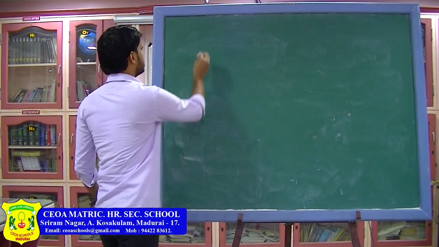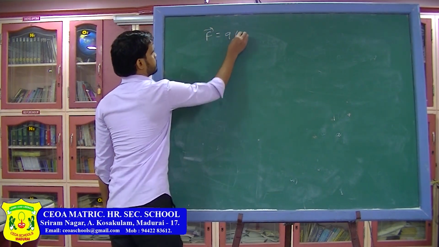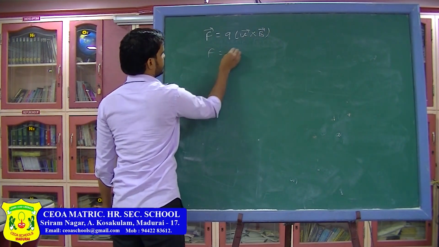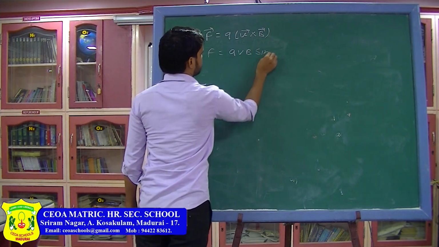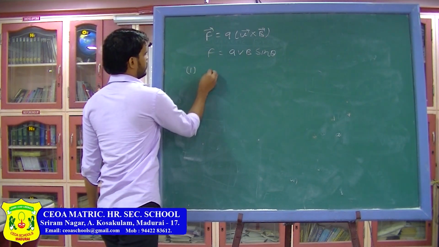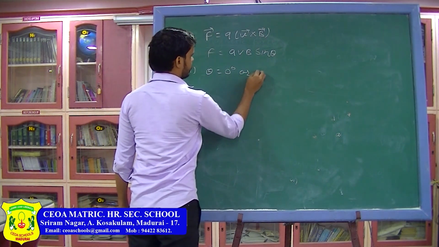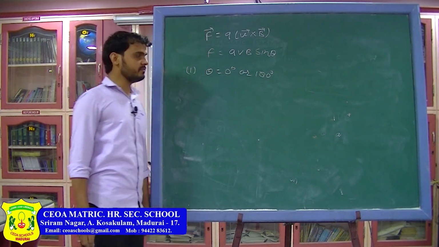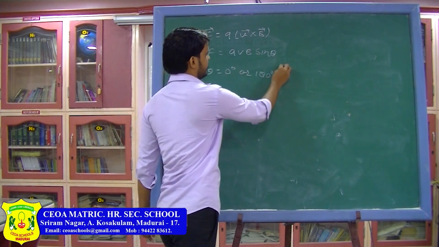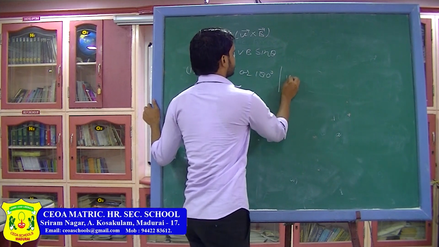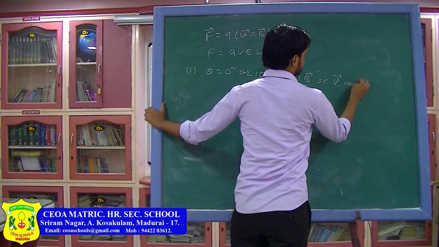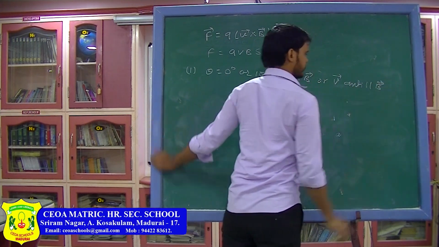So the magnetic force is given as Q V cross B, or the magnitude of the force can be written as Q V B sin theta. Now in this one we have special cases. So the first special case is theta equals 0 degrees or 180 degrees. Now what do I mean by this? Basically theta is the angle between velocity and magnetic field. So I can say velocity is either parallel to the magnetic field or anti-parallel to the magnetic field.